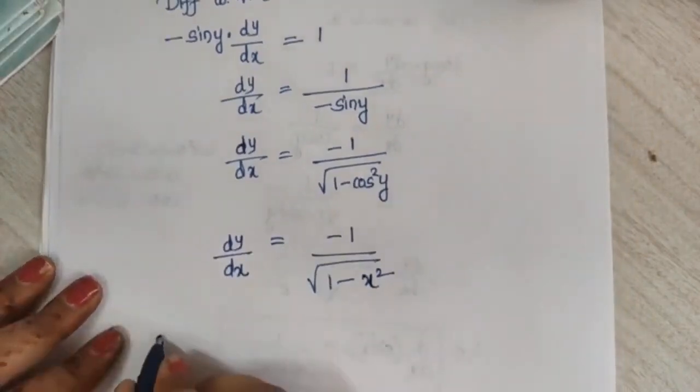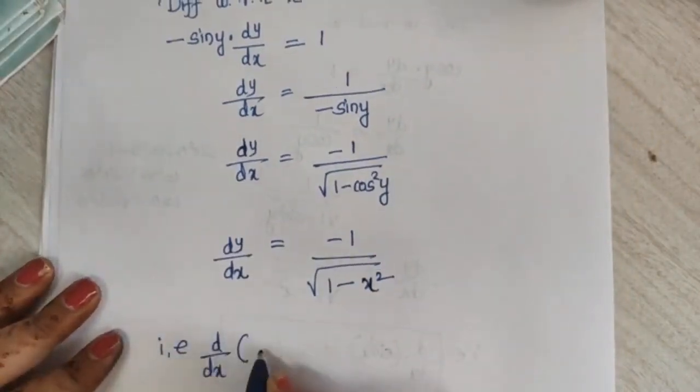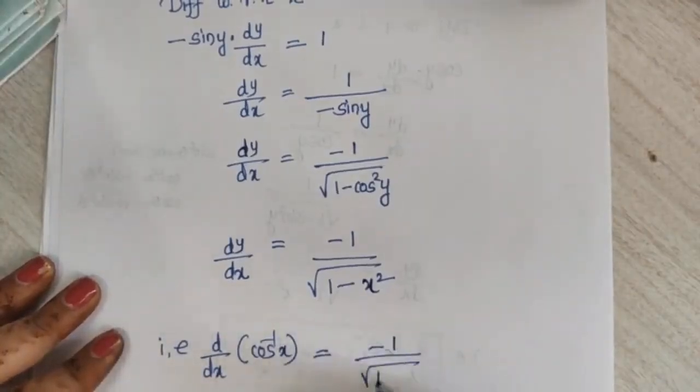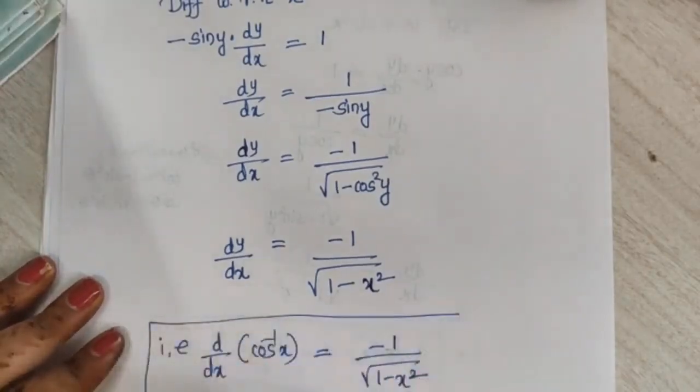So how do we write it? That is, d by dx of cos inverse x is how much? Minus 1 divided by root of 1 minus x square. This is the second one, the derivative of cos inverse x.